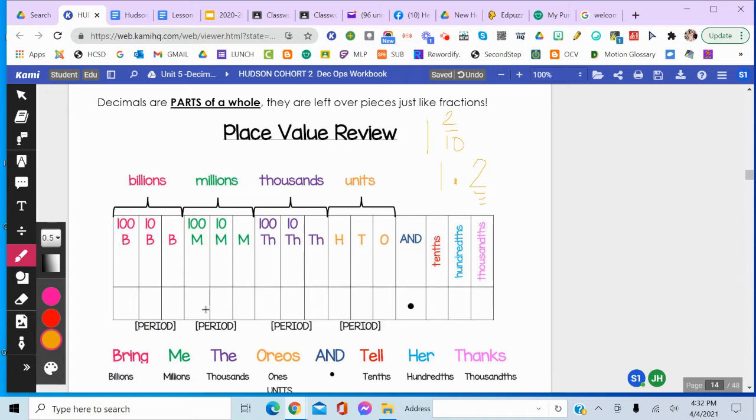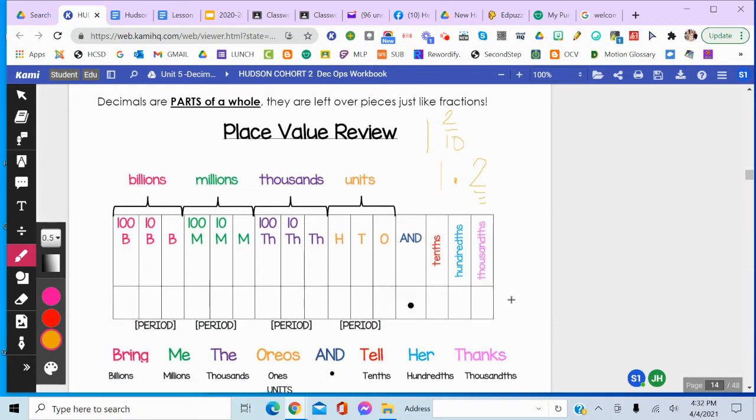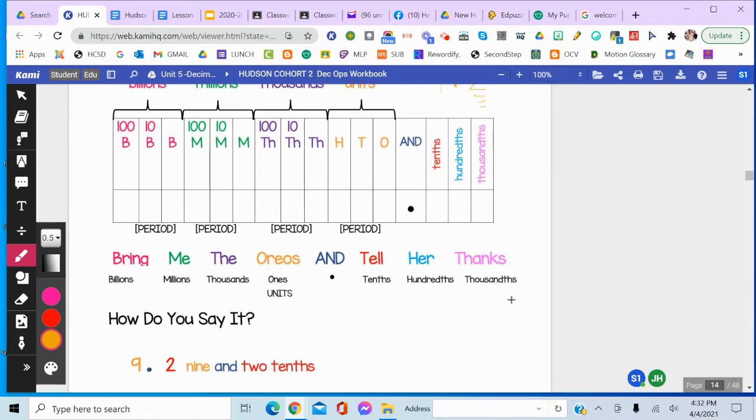And you guys know your place values pretty well, especially your whole number place values. So we've got ones, tens, hundreds, then you've got your thousands, millions, billions. And then remember, going to the right, there is no ones place. Tenths, hundredths, thousandths, ten-thousandths, hundred-thousandths, all the way on and on. But we usually will look at decimals in these three place values. "Bring me the Oreos and tell her thanks" is a way to remember, but I don't think that you guys really need that reminder in 6th grade. You guys are pretty good with your place values.